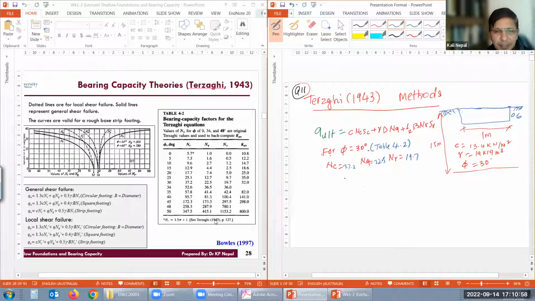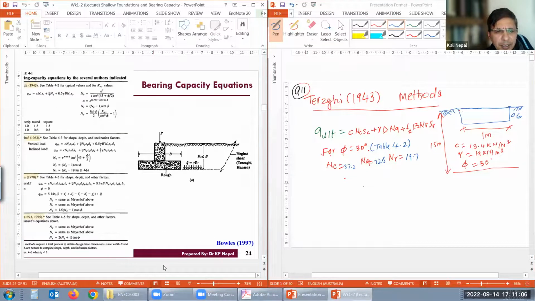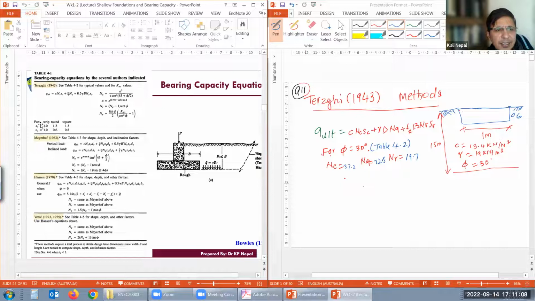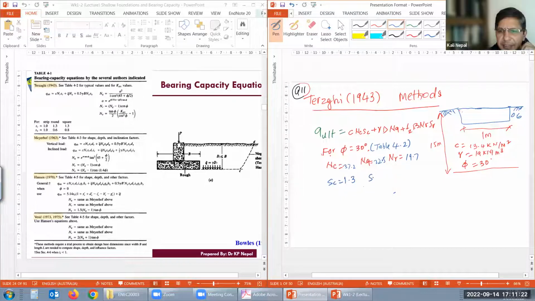So what we need now is to go back to the equation again, because we need to see the equation already there, but there should be some correction factors. Did you see that? For square footing, Sc equal to what? 1.3. And S gamma equal to 0.8. We take that type of information from table 4.1.